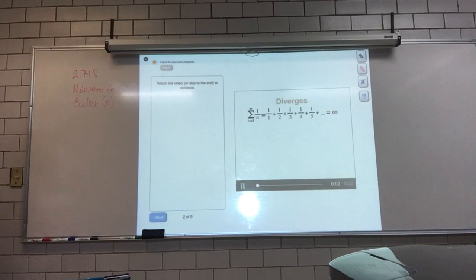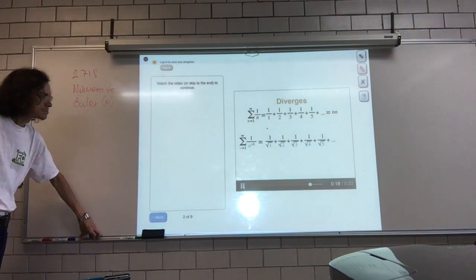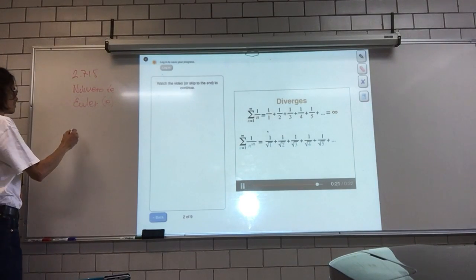Right, it diverges. Now let's look at another P series, where the power is a half. So that's 1 over root 1, plus 1 over root 2, plus 1 over root 3, plus 1 over root 4, plus 1 over root 5, and so on. Let's figure out if this series converges or diverges. To do that, let's compare these two series here. Which series has the larger terms?